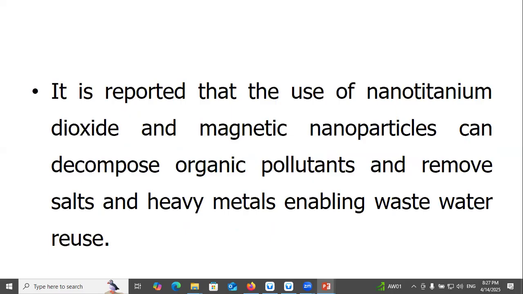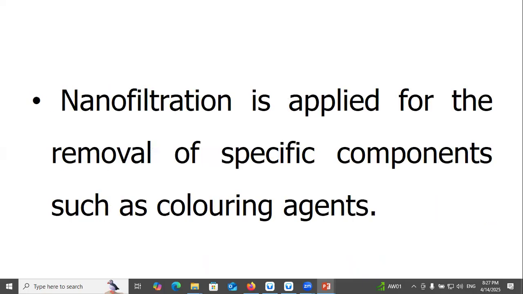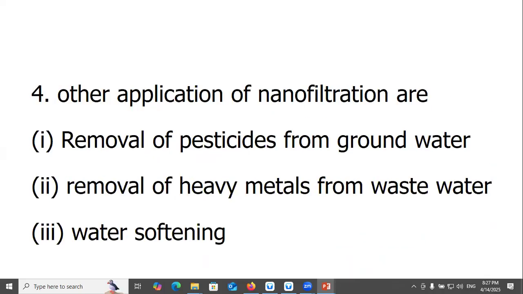It is reported that the use of nano-titanium dioxide in magnetic nanoparticles can decompose organic pollutants and remove salts and heavy metals, enabling wastewater reuse. Different molecules can be separated based on their size during nanofiltration using membranes in industrial processes. Nanofiltration is applied for the removal of specific components such as coloring agents. Other applications of nanofiltration are removal of pesticides from groundwater, removal of heavy metals from wastewater, and water softening.